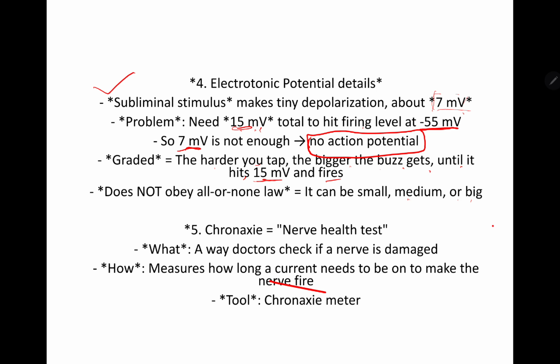Now Chronaxie is nothing but the nerve health test, a way doctors check if a nerve is damaged or not. It measures how long a current needs to be on, and how much current it needs, to make the nerve fire. The tool used here is the Chronaxie meter.